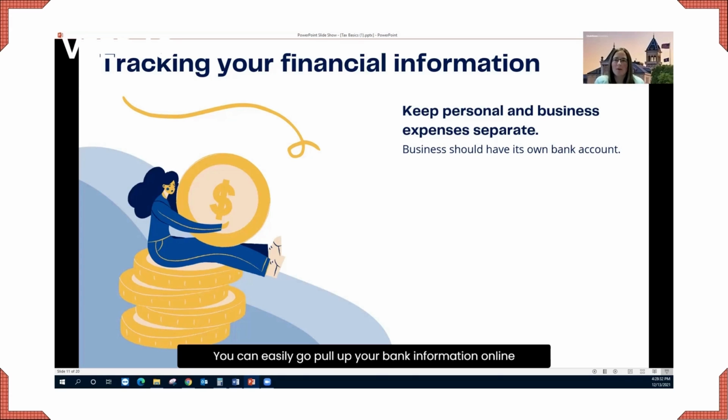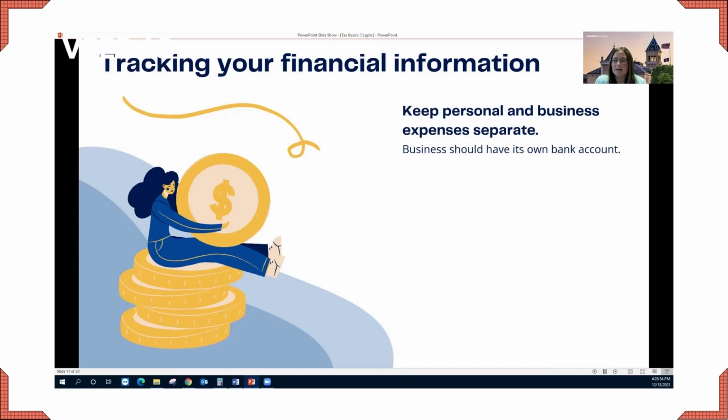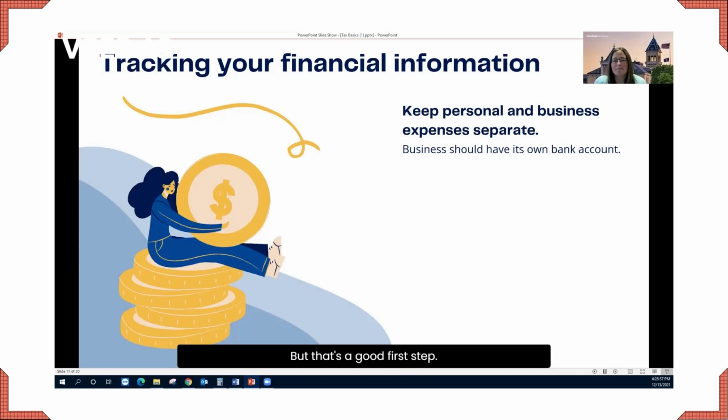You can easily go pull up your bank information online or get your bank statement and say, okay, well, I can go add up all the deposits, see what came into the business with income during the year. And I've also got a list of everything that I paid, which would be my expenses. From there, you're going to have to do some summarizing, determine actually what kind of expenses they are. So you have to categorize them a little bit, which I'll show you here in a minute. But that's a good first step.